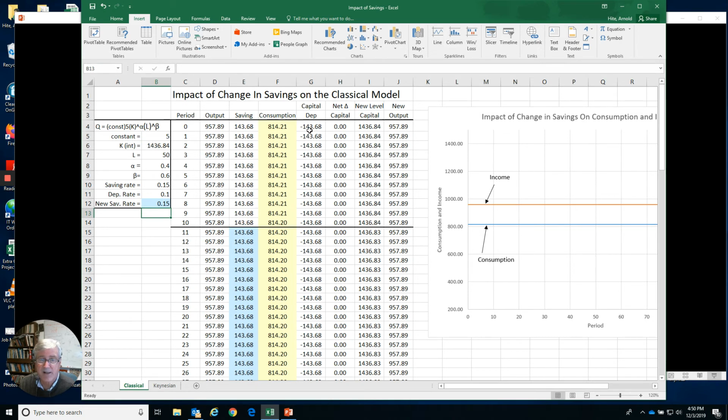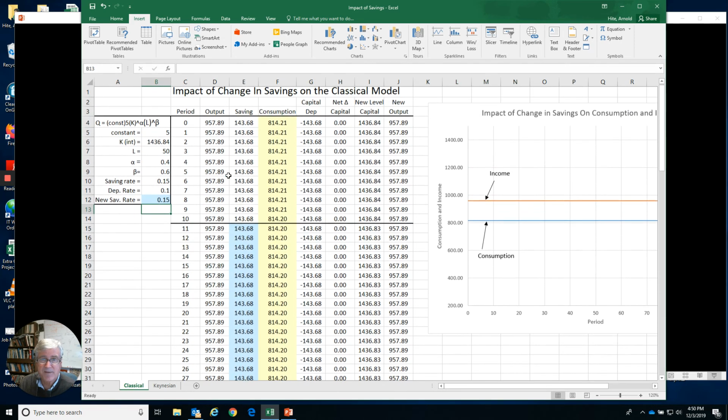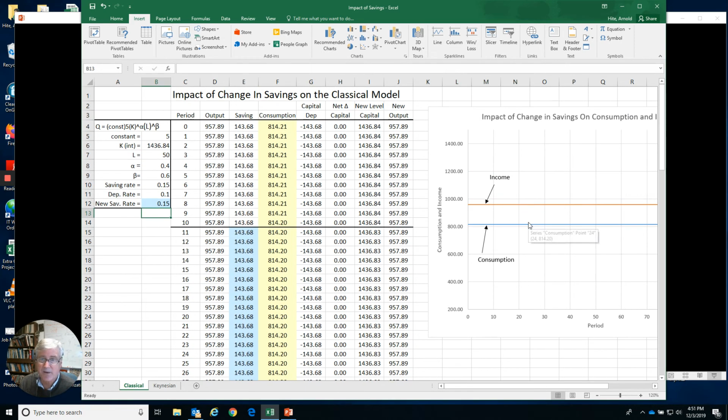143.68. So we had some capital depreciation, but we also had new capital coming in, right? Because savings equals investment. People save this much money, and so it was invested. So we have $143.68 of new investment, and we had $143.68 of capital depreciation. So the net change in capital is 0, and we're in equilibrium. So in the first 10 periods, we're in equilibrium. It's all good, right? Looks just like the Keynesian model.